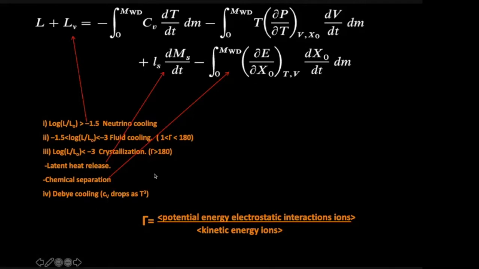And then when the luminosity gets very faint and the temperature is very cold, we have this phase called the Debye cooling. The cooling gets very, very fast because in the internal energy equation, the specific heat drops very fast, as the third power of the temperature. And so this is the so-called Debye cooling phase, which is probably never reached by any existing white dwarf. Within the age of the universe, this phase has not been reached yet by white dwarfs.